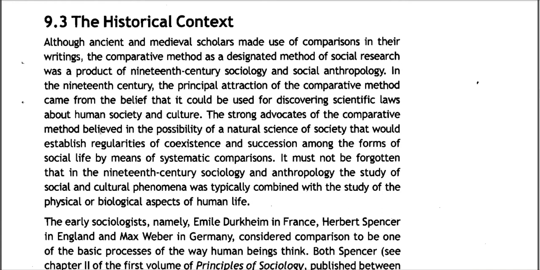The strong advocates of the comparative method believed in the possibility of a natural science of society that would establish regularities of coexistence and succession among the forms of social life by means of systematic comparisons. It must not be forgotten that in the 19th century, sociology and anthropology, the study of social and cultural phenomena, was typically combined with the study of physical and biological aspects of human life.